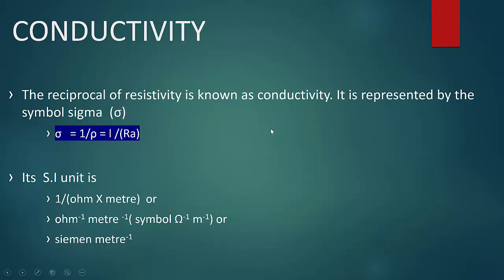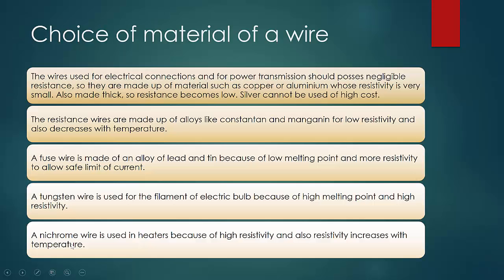Now what is conductivity? We have already studied what conductance is. It is the reciprocal of resistance. Similarly, conductivity is the reciprocal of resistivity. It is denoted by sigma, and that is 1 by resistivity, that is L by RA. The SI unit is Siemens per meter. 1 by ohm into meter, that is ohm inverse meter inverse, or Siemens per meter. Ohm inverse is known as Siemens.